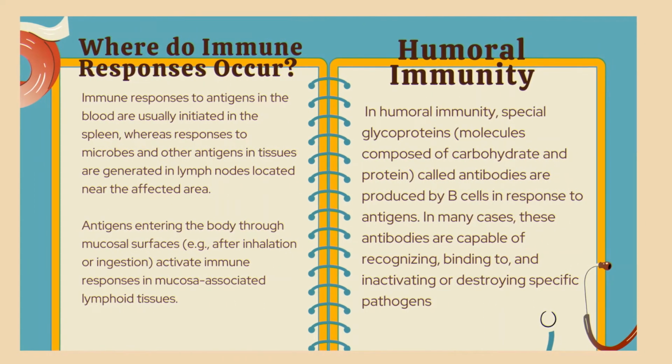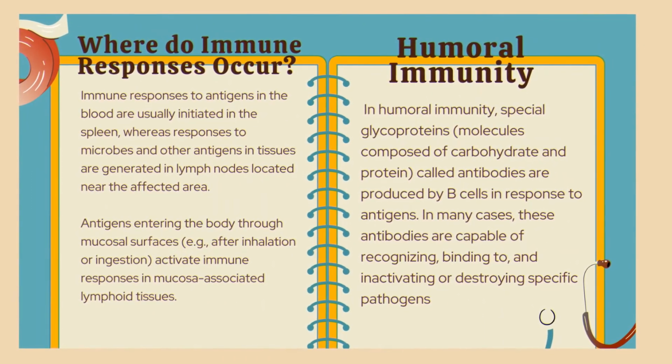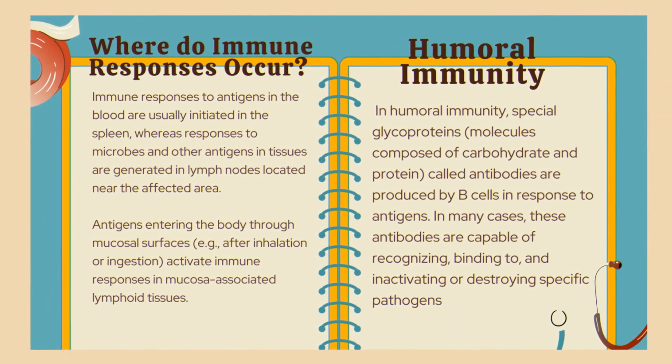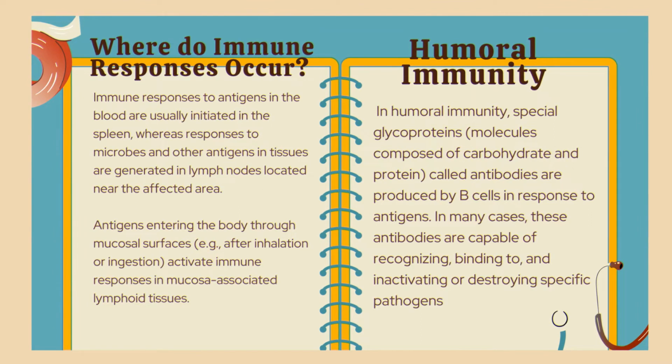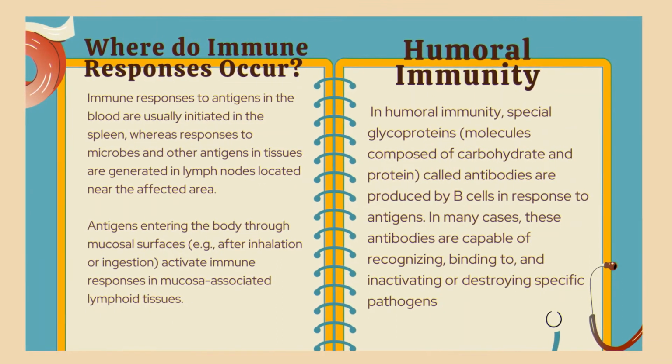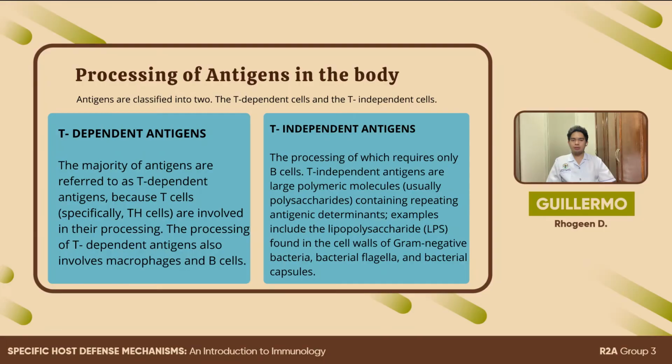Some small molecules called haptens may act as antigens only if they are coupled with a large carrier molecule such as a protein. Individual molecules that stimulate the production of antibodies are referred to as antigenic determinants or epitopes. Processing of antigens in the body. For antibodies to be produced within the body, a complex series of events must occur. It is known that macrophages, T cells, and B cells are often involved in a cooperative effort. Antigens are classified into two: the T-dependent antigens and the T-independent antigens.